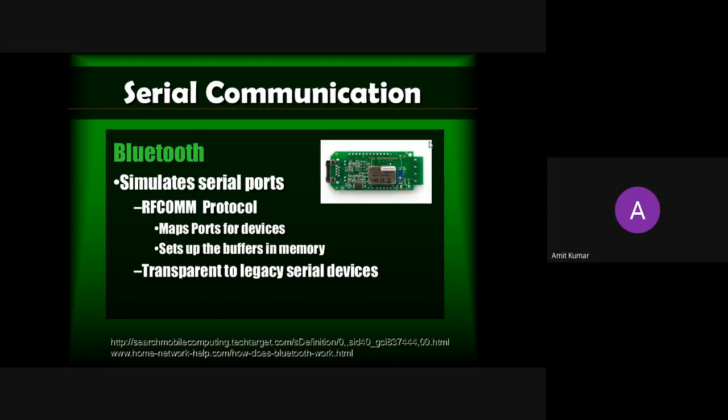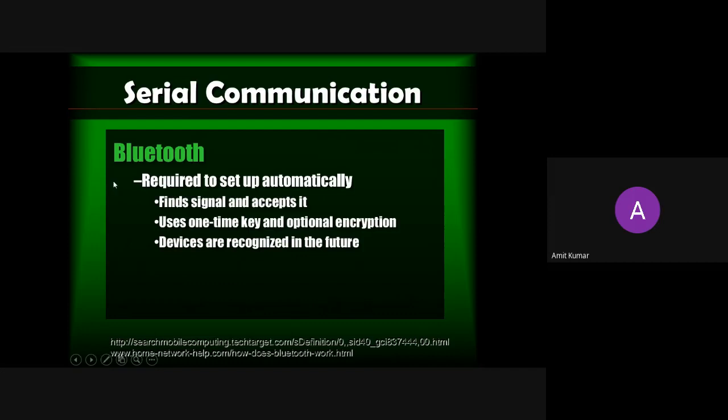This is an example of Bluetooth devices where we have a Bluetooth serial port, and it is going to connect with your device and transmit your data from one place to another. About the communication: first, it finds the signal and accepts it. Second, it uses one-time keys, that means pairing, and optional encryption. Then the device will be recognized for future use. So once you have paired, it will be used in the future also.